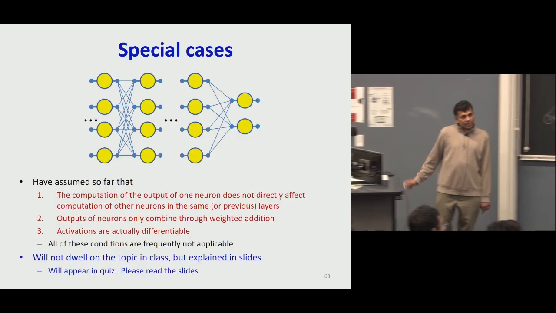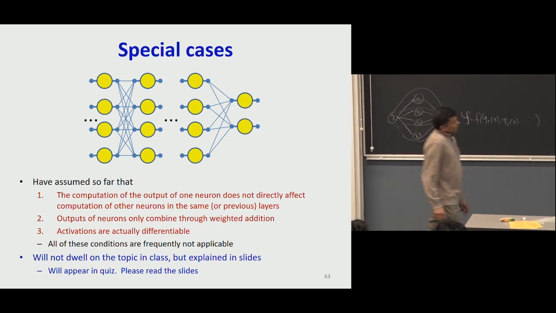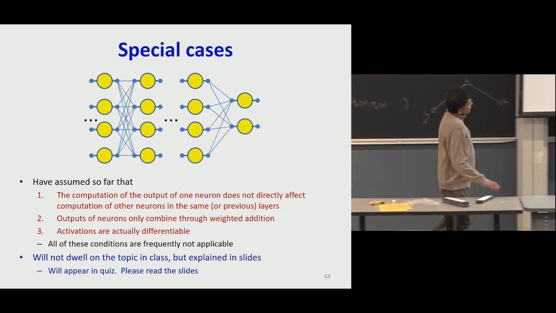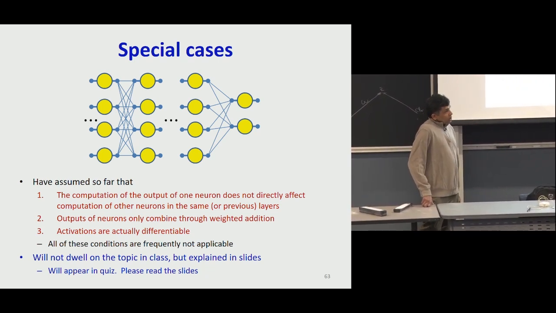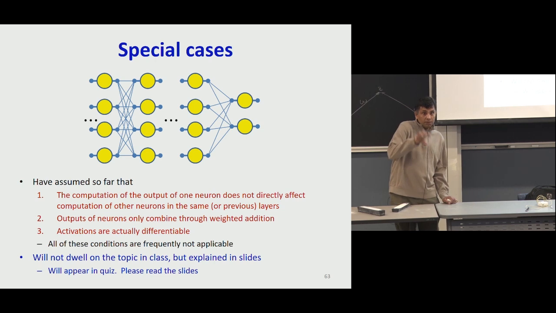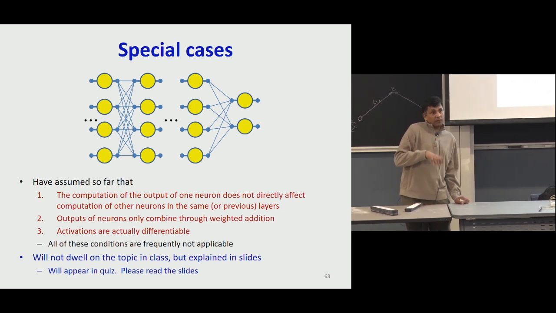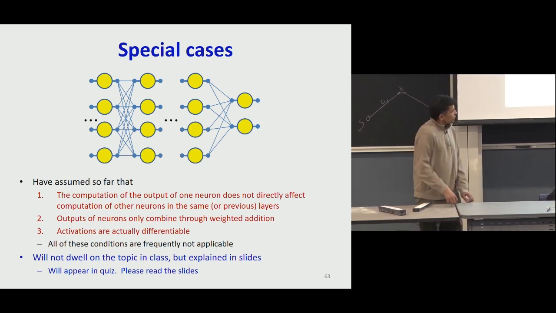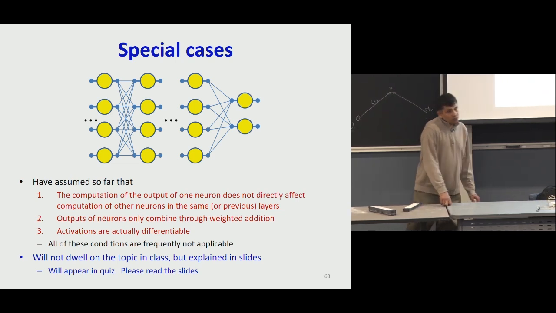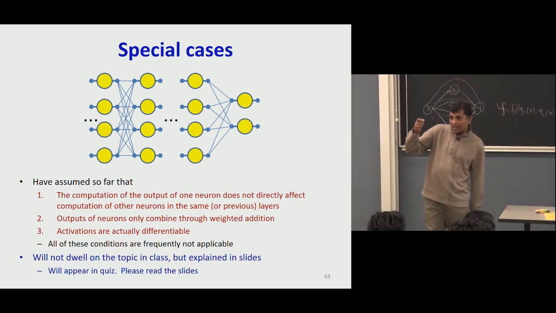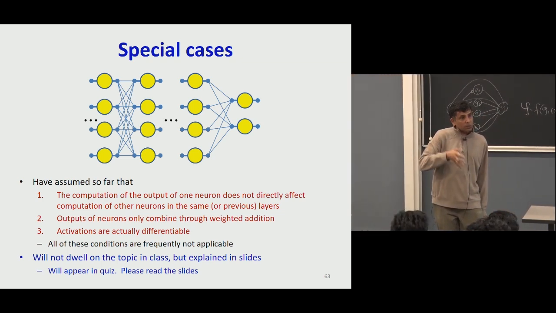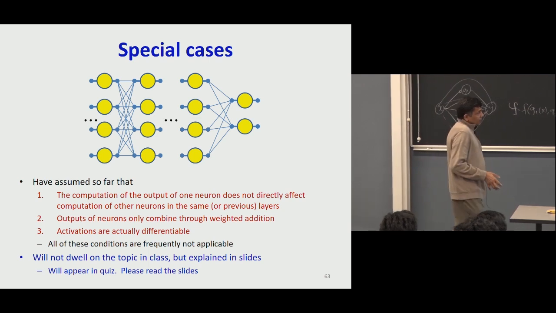There are some special cases. We've made some assumptions over here. The first assumption is that the computation of the output of one neuron does not directly affect the computation of the other neurons in the same or the previous layers, right? That every neuron is independently computed, and that the derivative of every neuron doesn't depend on the derivative of other neurons, right? That the outputs of neurons only combine through additive combination. We just assume that the Z is an affine combination of the outputs of the previous layer. These are assumptions we're making.